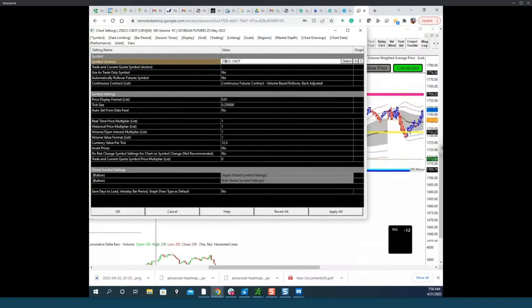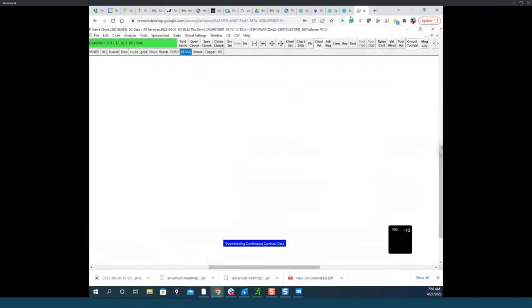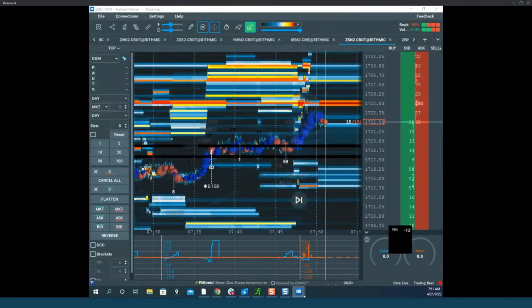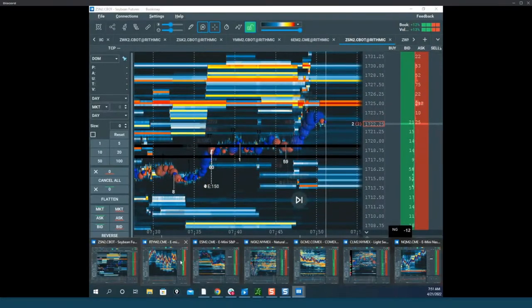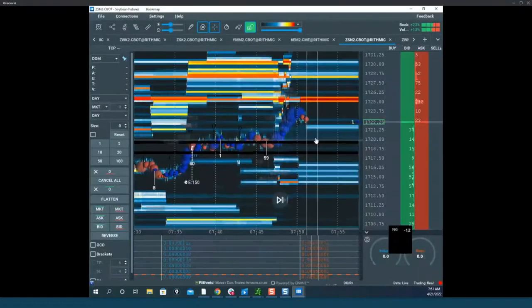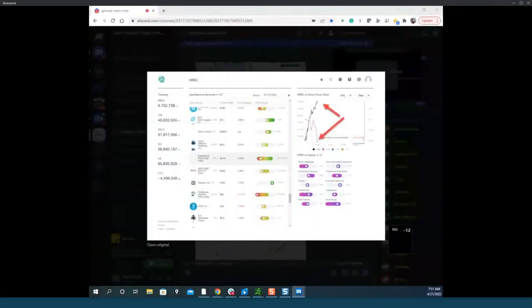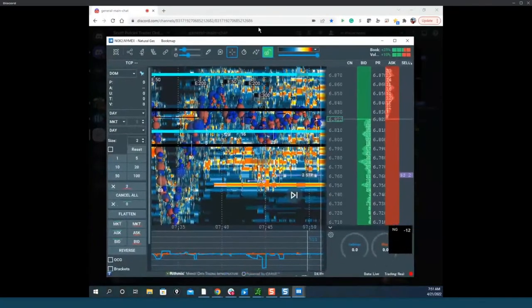I hate how they've changed this now. This is different. It's your chart. Set up. Let's check out our natural gas. This is natural gas.